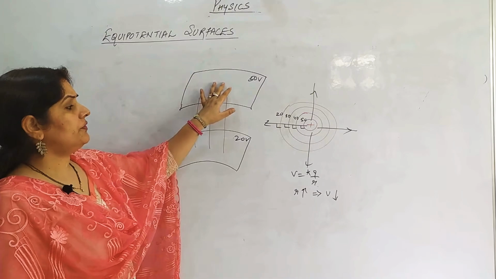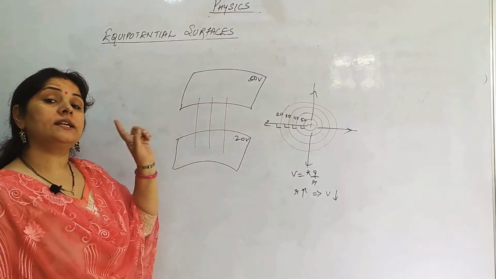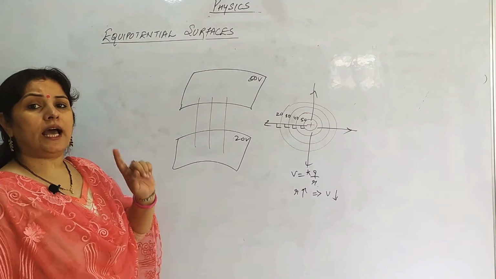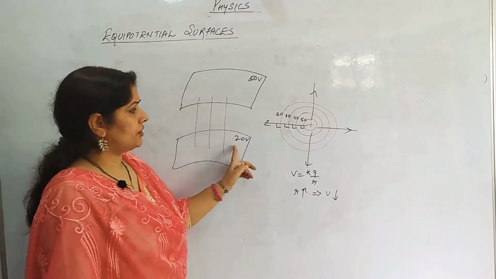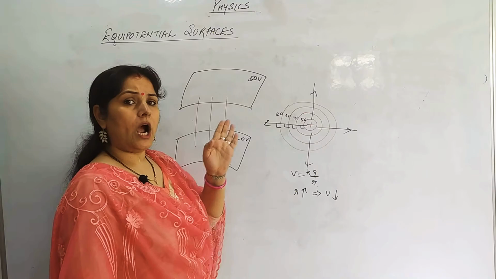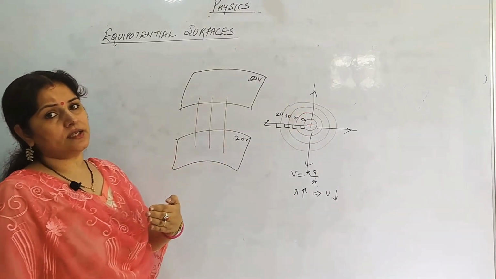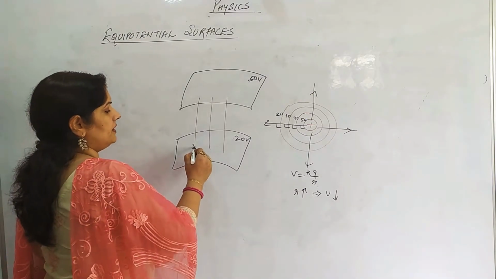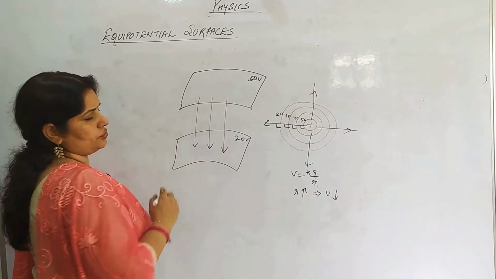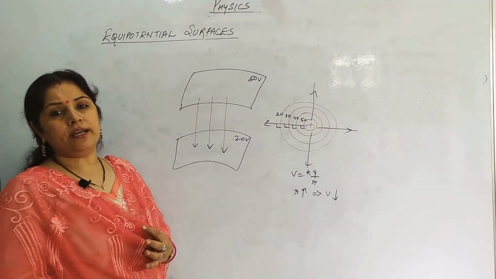So if this is 50 volts and this is 20 volts, what is the direction of electric field? The direction of electric field is from higher potential 50 to lower potential 20, outwards, because as distance is increasing, the potential will decrease. So the direction in this case is downward. That is how we can always find the direction.